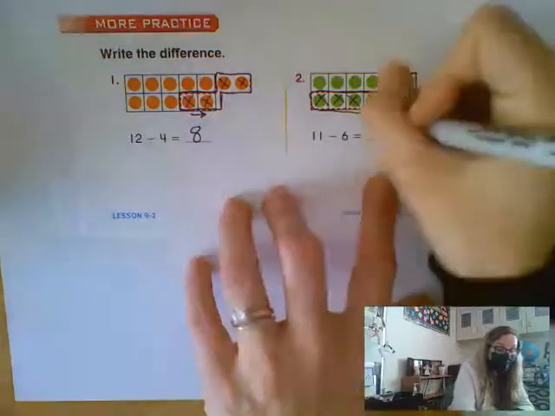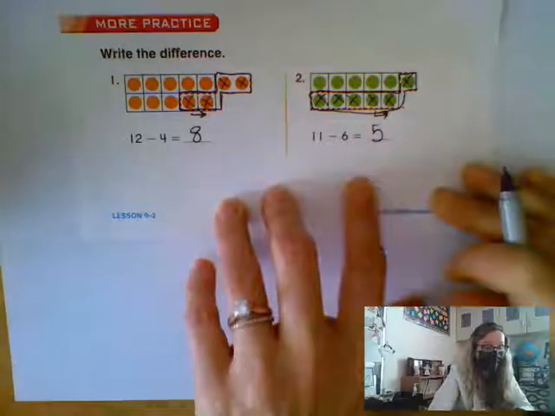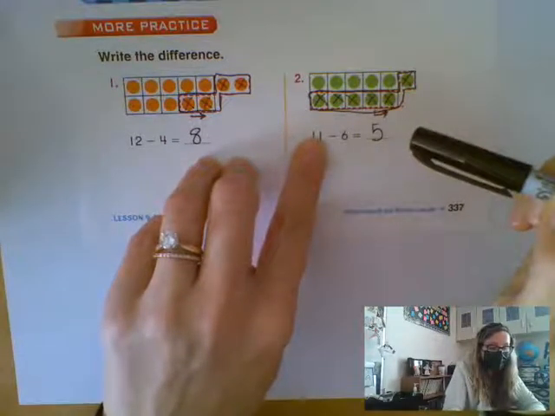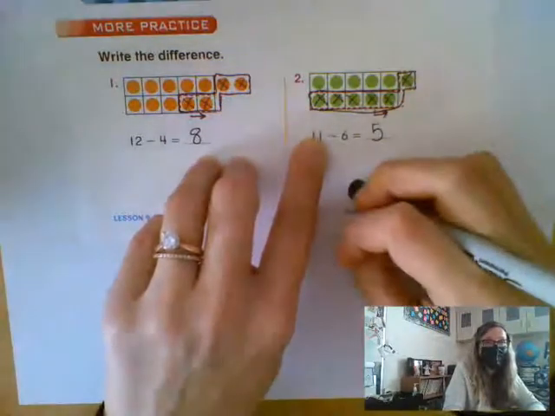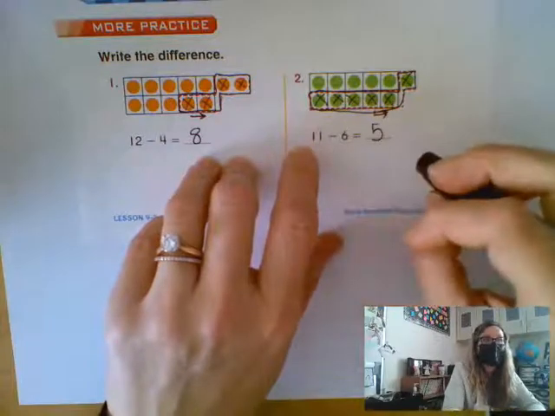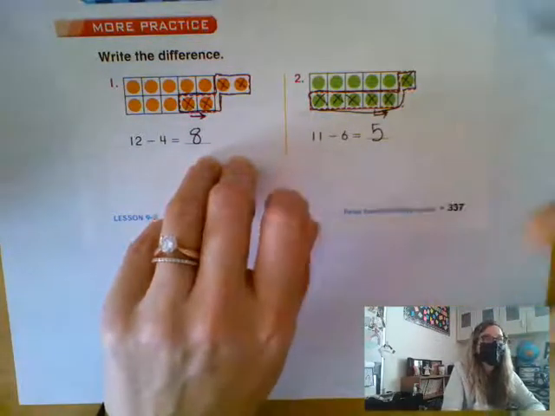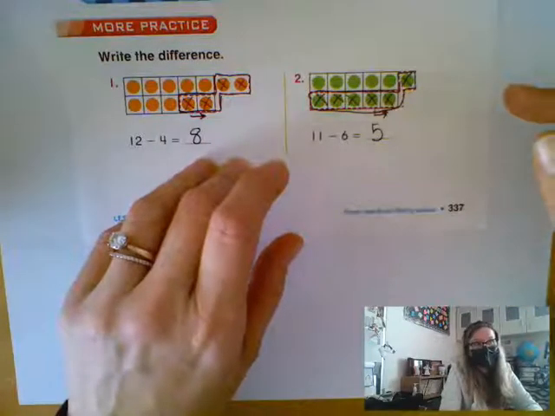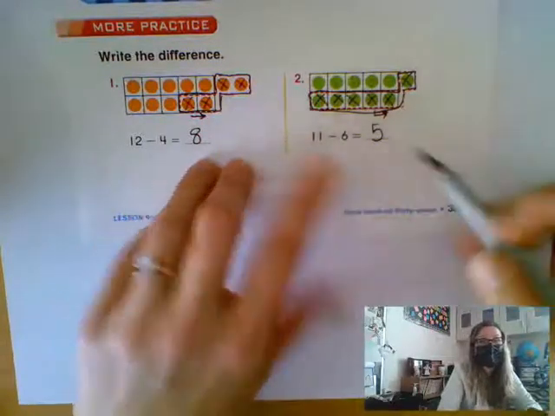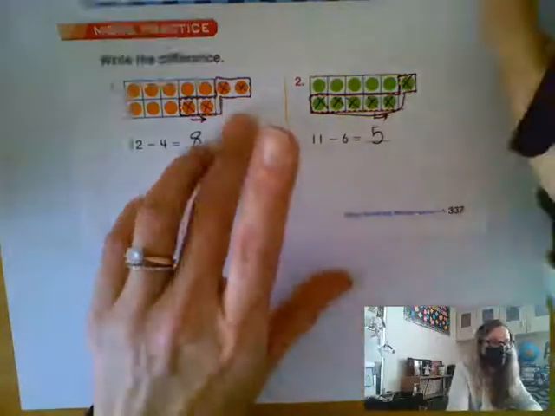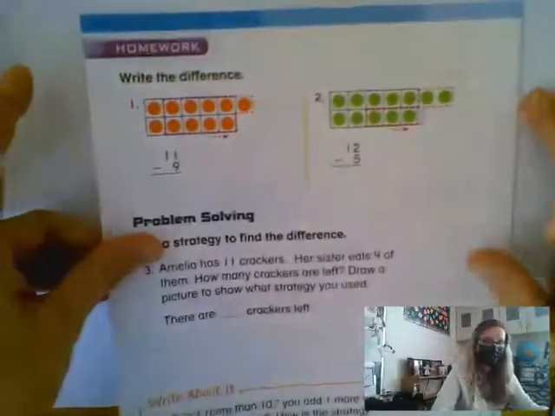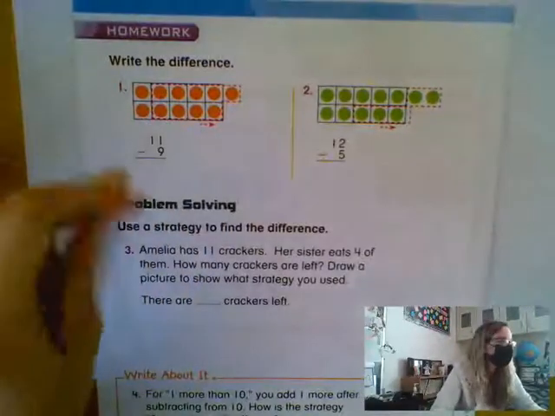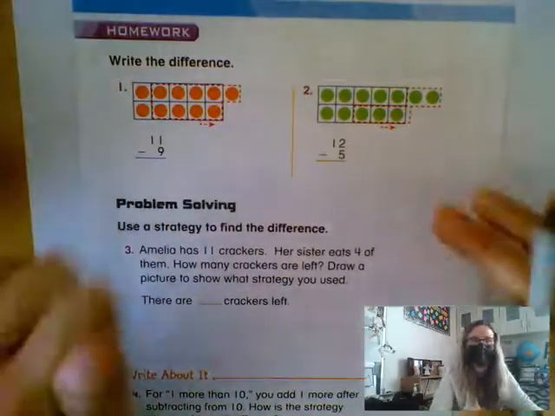5. And remember, another way to think about this one would be to say, I know 10 minus 5 is 5. So if 11 is 1 more than 5 and 6 is 1 more than 5, 11 minus 6 would also be 5. Okay? Let's turn now to the write the difference homework side. And we're not going to do it as homework. We're going to do it right now as classwork.